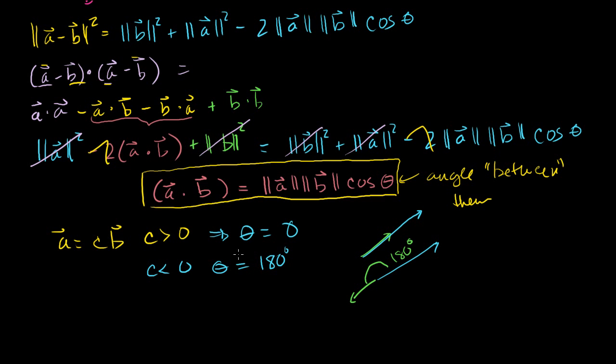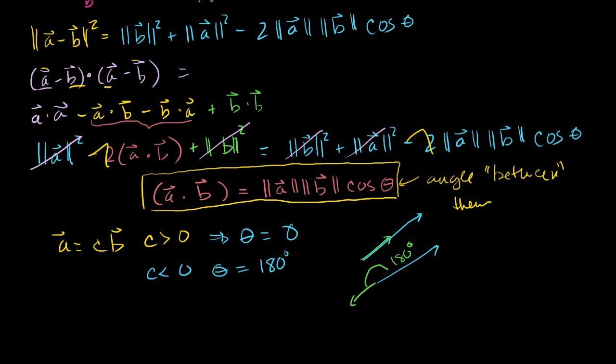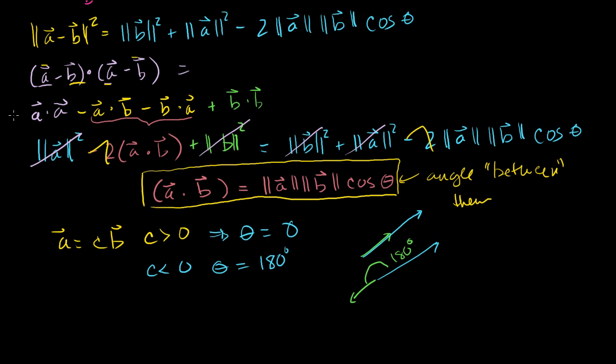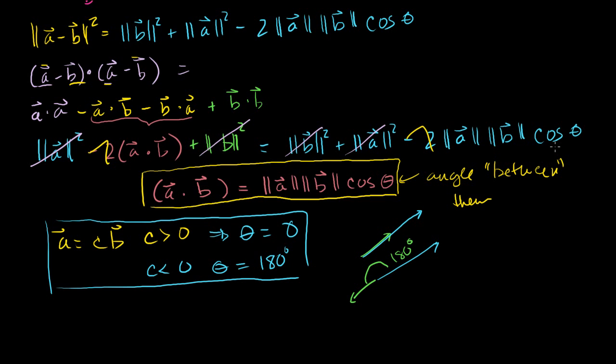I had to make the special case of these because it's not clear you really get a triangle in these cases, because then the triangle kind of disappears. It flattens out if a and b are on top of each other, or if they're going in the exact opposite direction. So that's why I wanted to make a little bit of a side note right there.